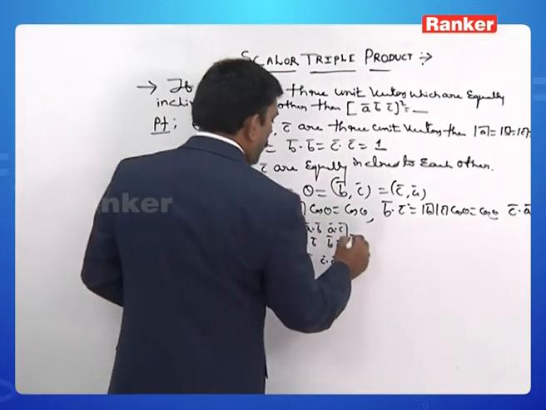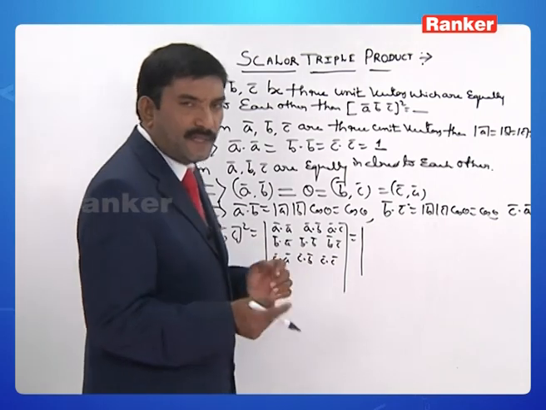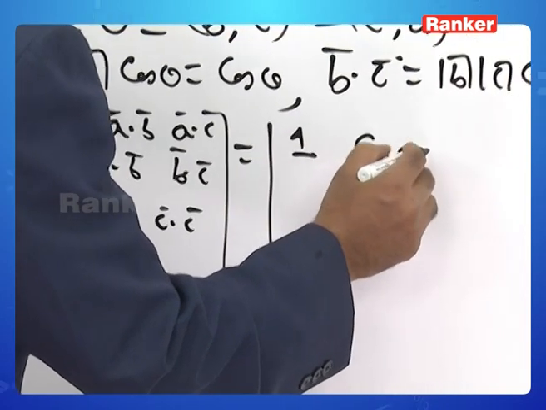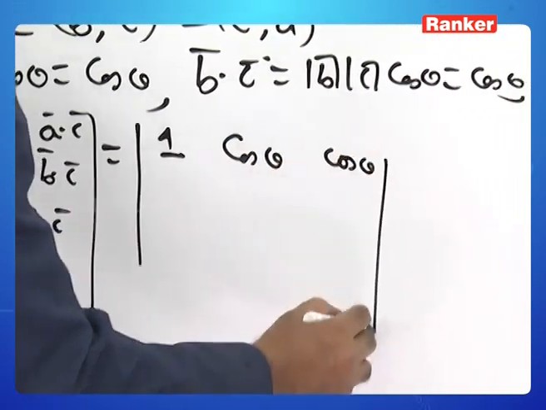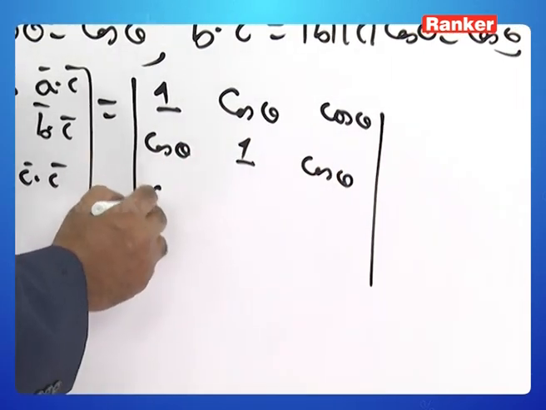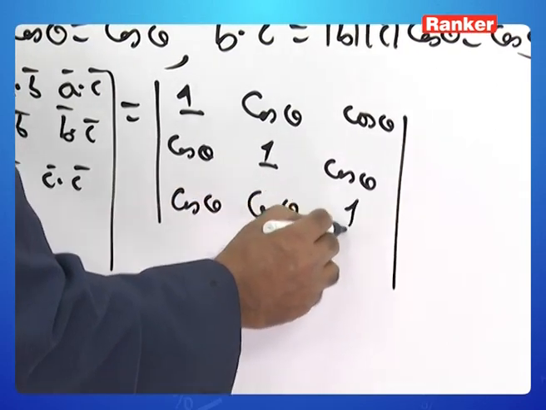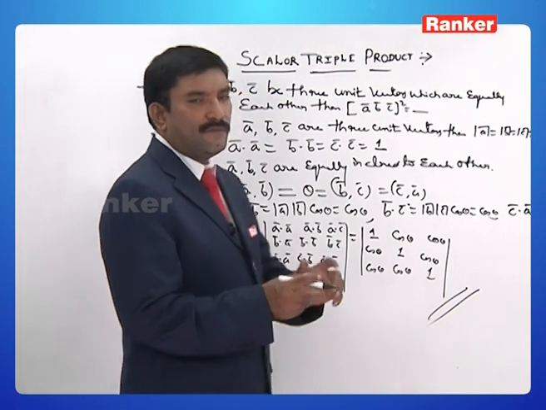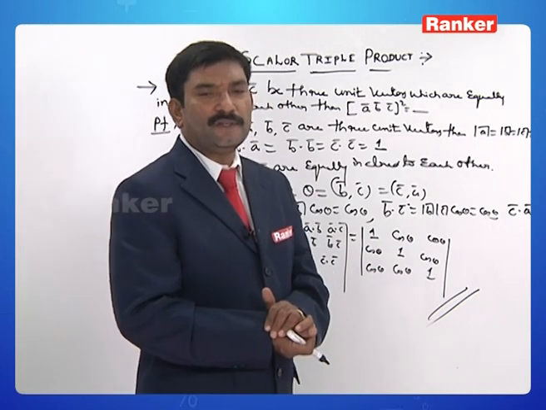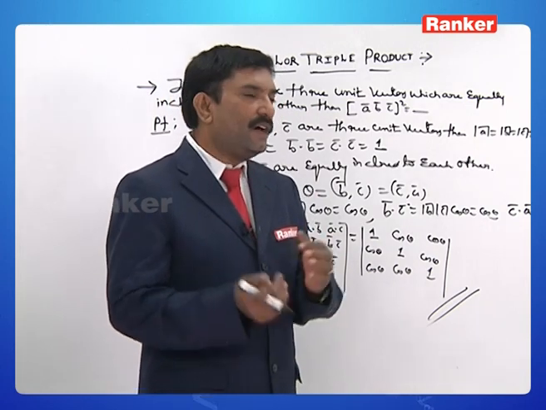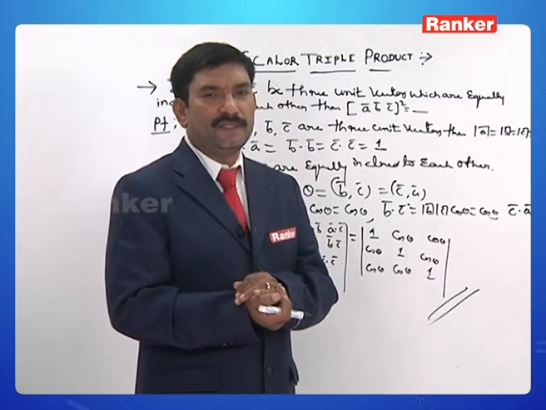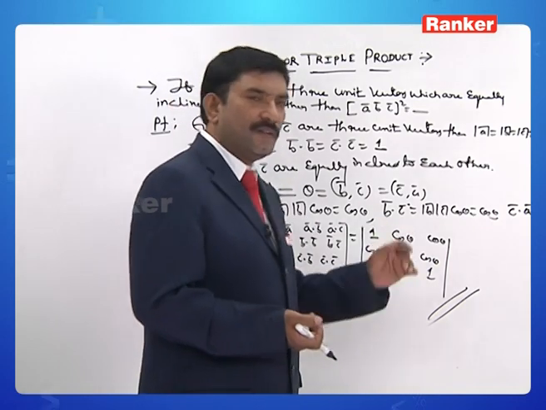So therefore, substitute the relevant values in that determinant. We get A dot A is 1, A dot B is cos theta, this is cos theta, this is 1, this is cos theta, this is cos theta, this is cos theta, this is 1. So this is the value of box of ABC whole square when A bar, B bar, C bar are the three vectors, or we can call them lines, which are equally inclined to each other. Then the condition is dash.